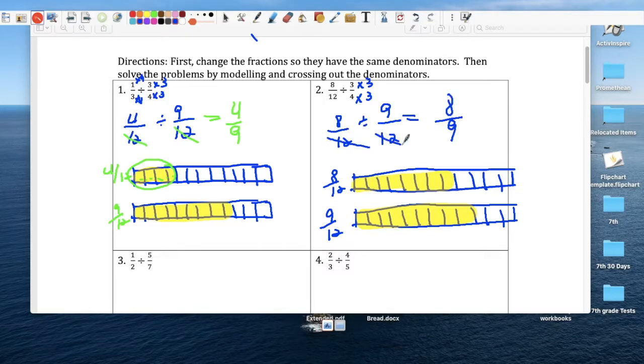And remember, if we cross this out, 8 divided by 9, and that's our answer, right? So you wanted 9 little pieces from me, but I couldn't give you 9 little pieces. I could give you 8 pieces out of the 9 that you wanted.